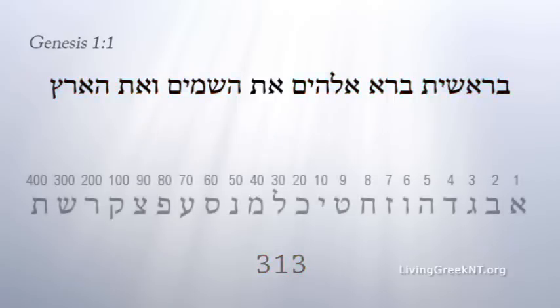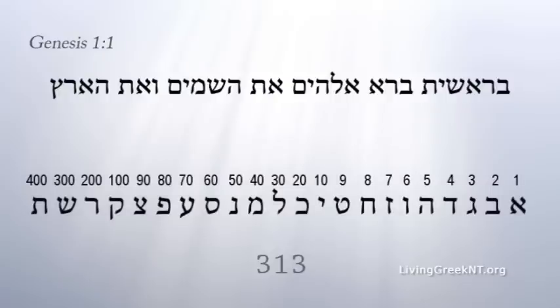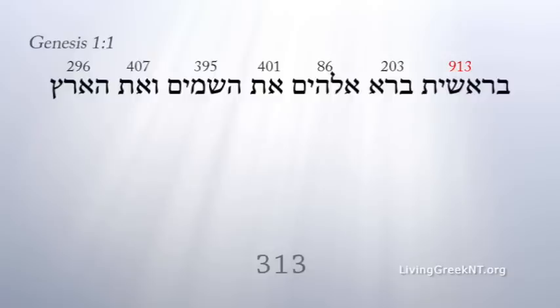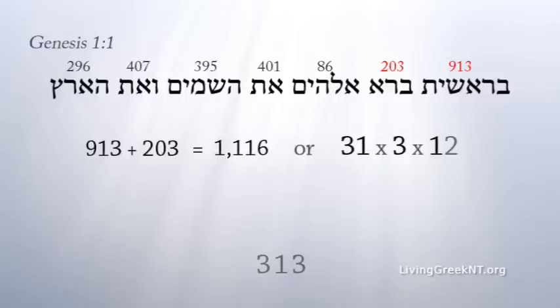Every letter of the Hebrew alphabet has a numeric value. Apply the value of each letter and we come up with a value for each word. Here are the word values. The value of word 1 is 913 and the value of word 2 is 203. 913 plus 203 equals 1,116, and 1,116 is 31 times 3 times 12. 313. Is that by chance?